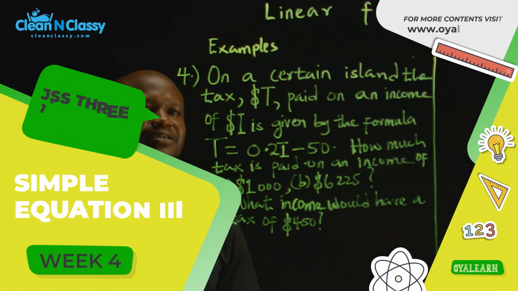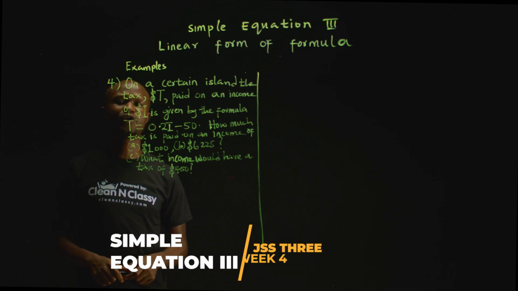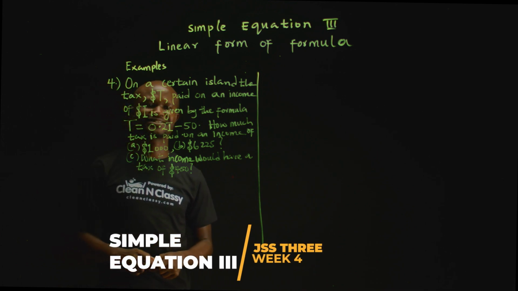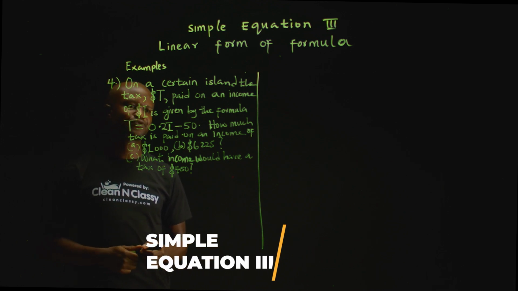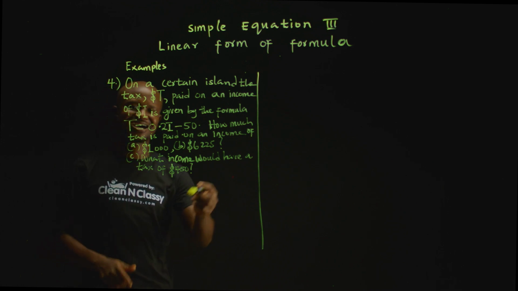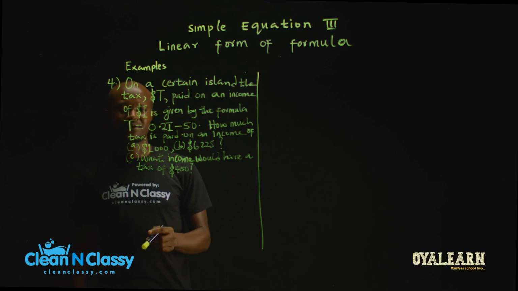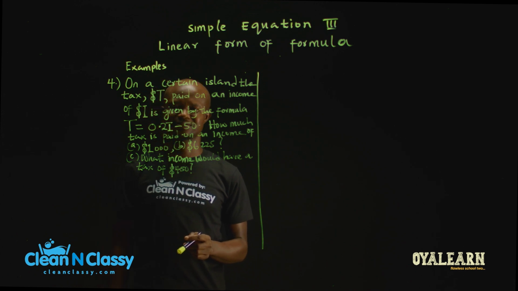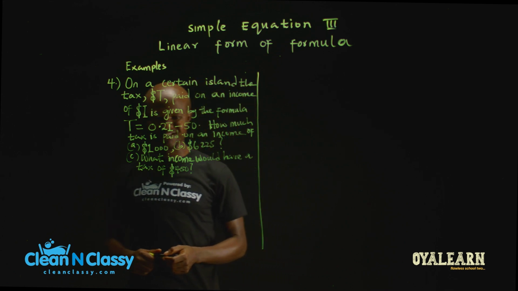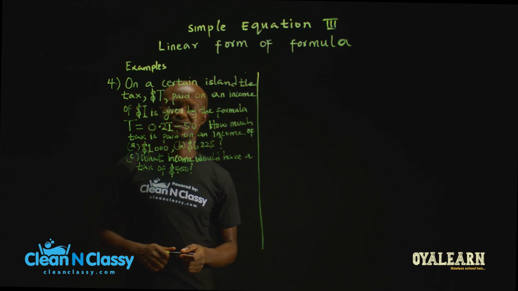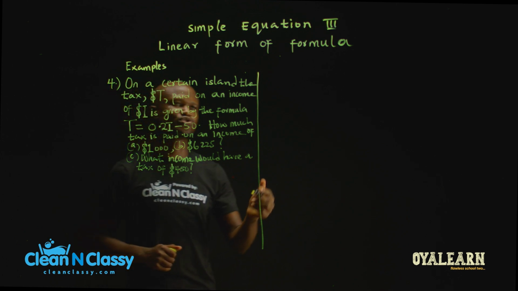On a certain island, the tax T paid on an income of I dollars is given by the formula T equals 0.2I minus 50. How much tax is paid on an income of A, $1,000, B, $625, C, what income would have a tax of $450? Solution.